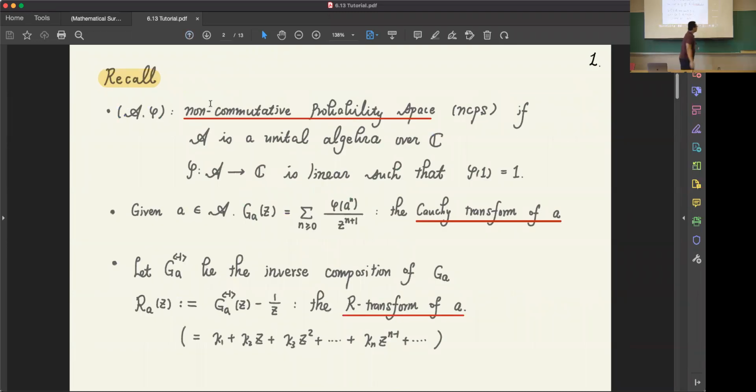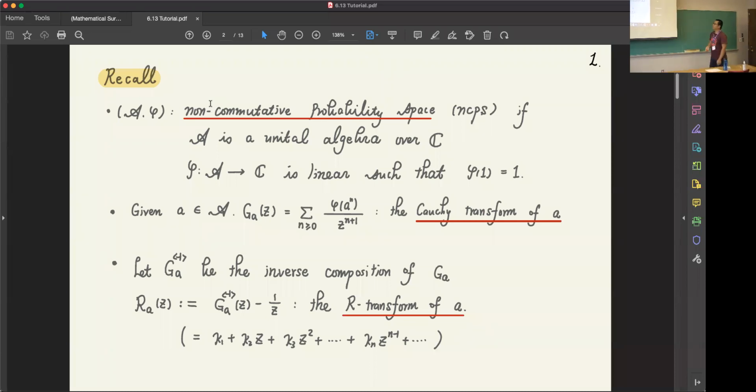So the very basic framework of free probability: we start from a pair (A, phi), which we call a non-commutative probability space. What's A? A is just a unital algebra over C. And phi is a linear functional sending A to C, and we assume that phi sends 1 to 1. But now I will try to give some more concrete examples.